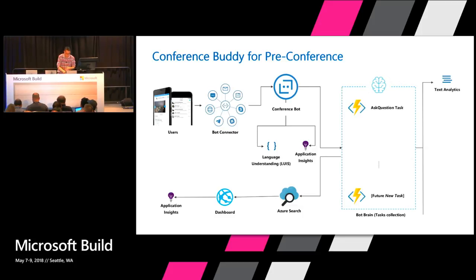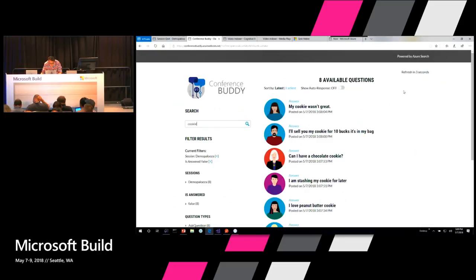So what we can do is introduce a new task that we add to the bot brain itself that talks to Video Indexer. Well, let's give it a try. Okay, so let me switch back to the code. All right, we're in here.